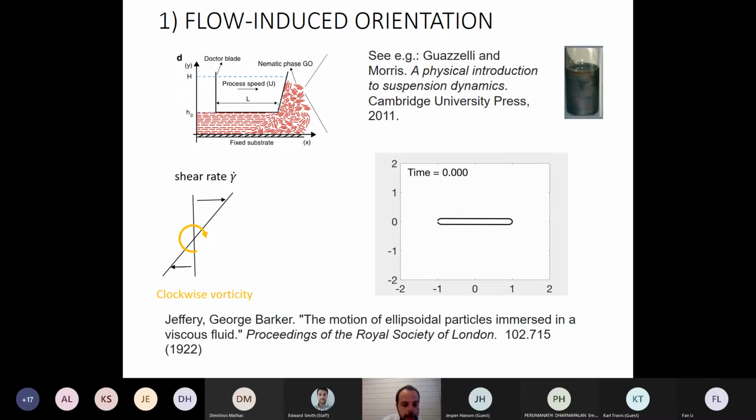So imagine that I take a particle and I suspend it in a simple shear flow that is illustrated here. There is a vorticity vector associated with this shear flow, and the sense of the vorticity vector defines the sense of direction of rotation of a fluid particle that is suspended in the fluid, and in this case it will be clockwise.